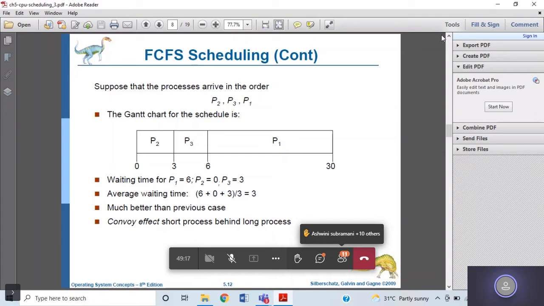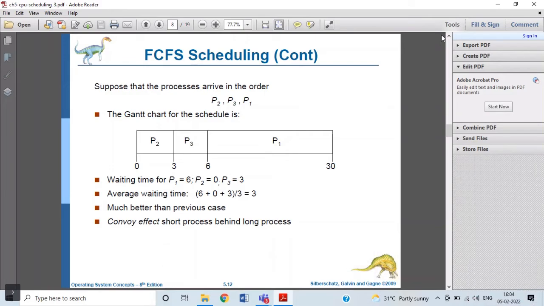Here also we are calculating the waiting time. For P1 it will be 6 seconds, for P2 it is 0, and for P3 it is 3. So the average waiting time is (6 plus 0 plus 3) divided by 3, which comes to 3. So which is better here, the previous one or the next one?